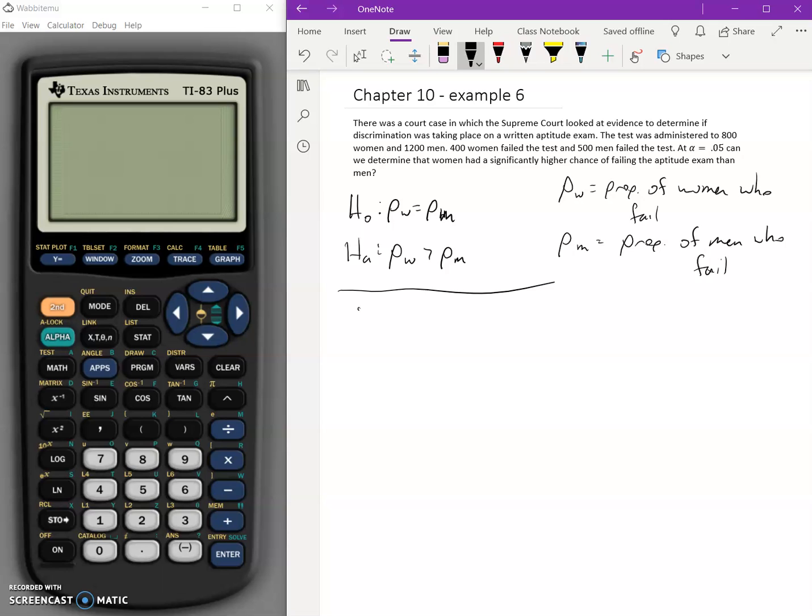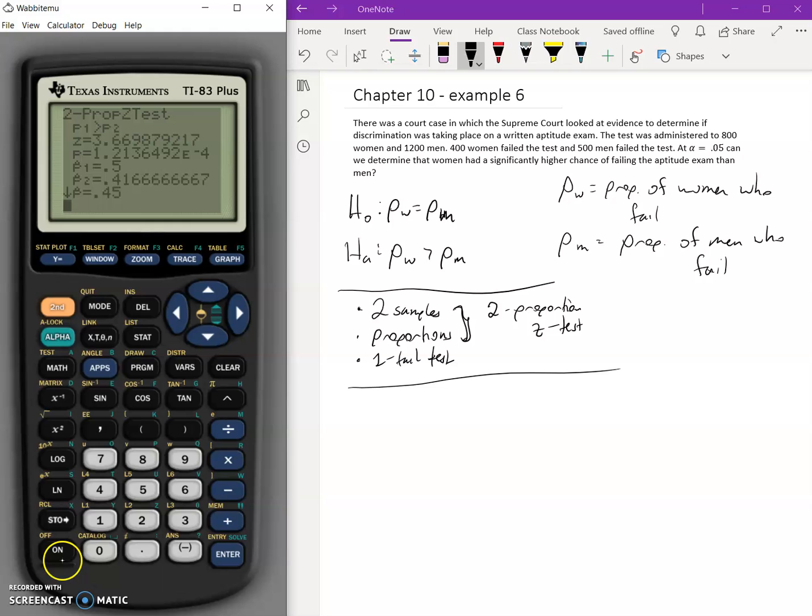So again, we list off some information here. We have two samples. We have proportions. We have a one-tail test. All of this gives us a two-proportion z-test.